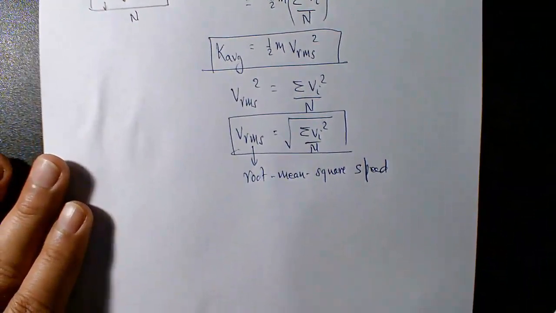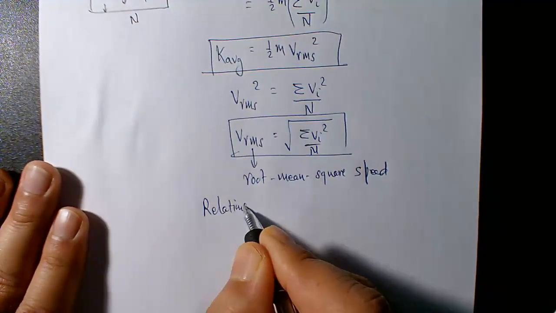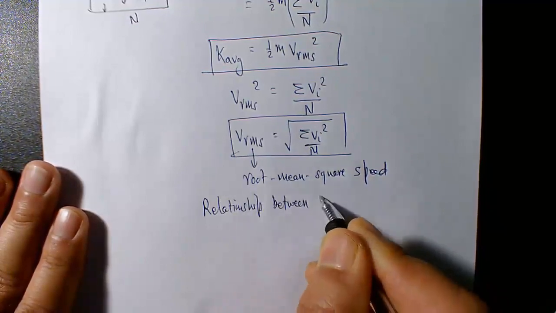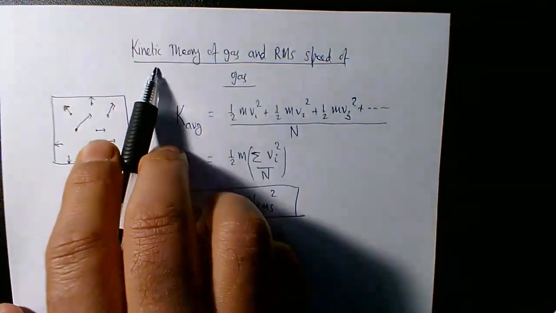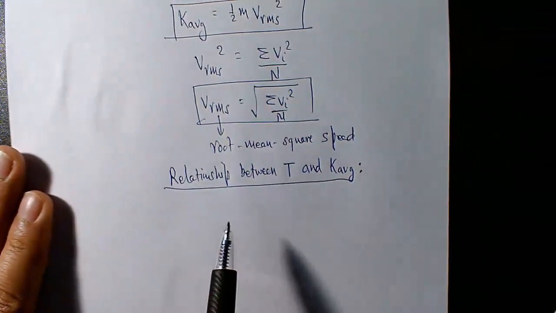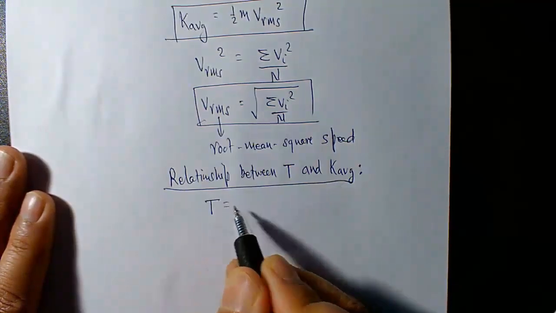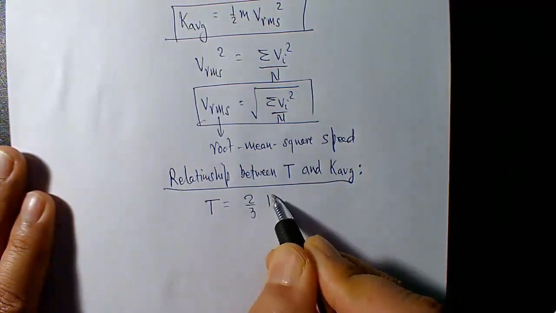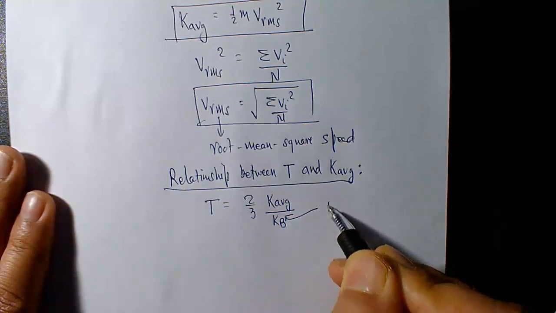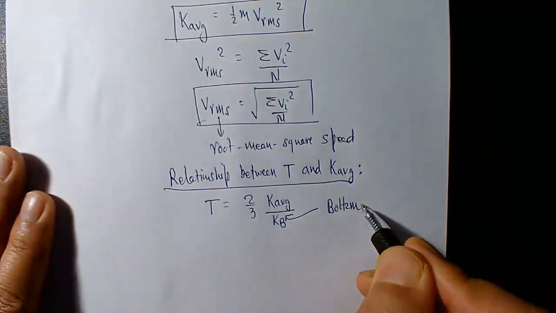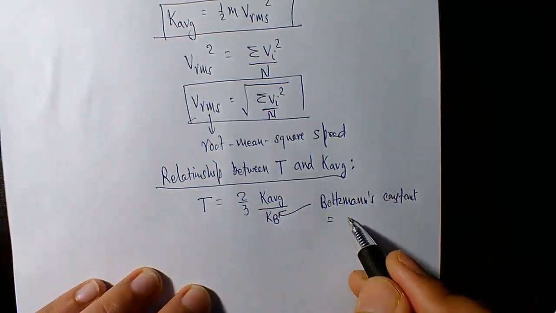Next we're going to find the relationship between the absolute temperature, big T, and average kinetic energy. This comes from a long derivation using the kinetic theory of gas, which is a big topic, so we're not going to derive it here. But the relationship between temperature and average kinetic energy for the given gas is this: temperature is 2/3 of the average kinetic energy divided by a constant called the Boltzmann constant, kB. It's named after the scientist, and it's a universal constant. It's always a constant.